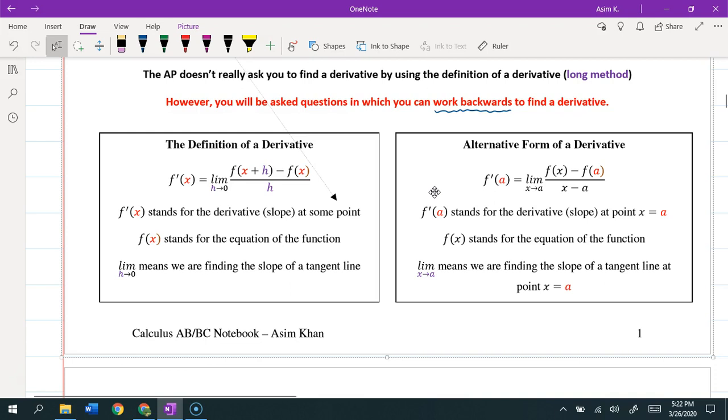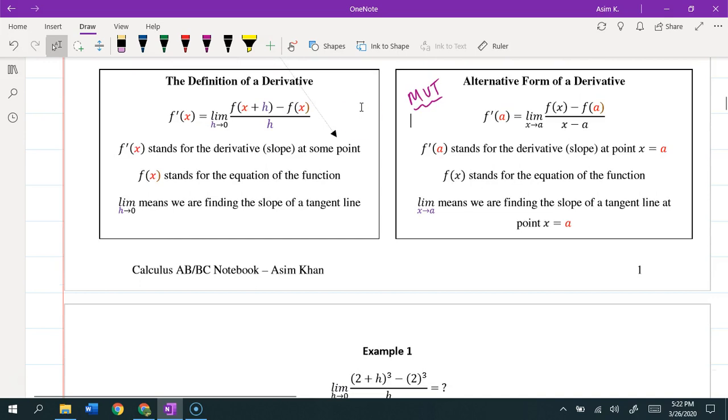Now, another thing you'll notice is this one has h in the denominator, that one has x minus a in the denominator. This one has f of x plus h minus f of x. This one has f of x minus f of a. All right, so they're written differently. One thing that might help you to memorize these is if you think about the alternative form as more of the mean value theorem form. That really helps, okay, to think about it that way. But you need to memorize both forms. And it's something that we've done before, but you're having to do it again for a specific reason that the AP exam talks about.